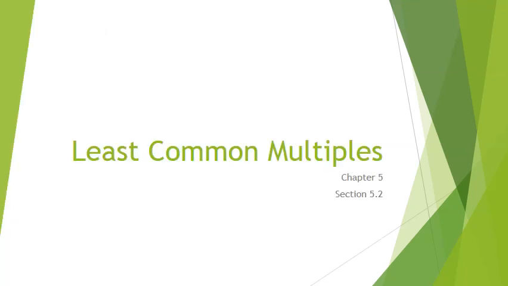Okay, so here we're moving on to our next homework assignment, which is 5.2. We're still in chapter 5. We're just working on the next section, which is 5.2, least common multiples.